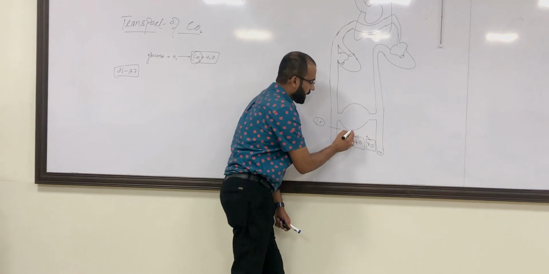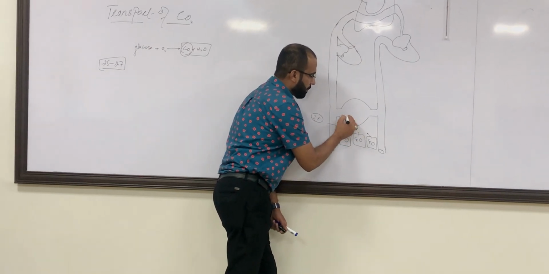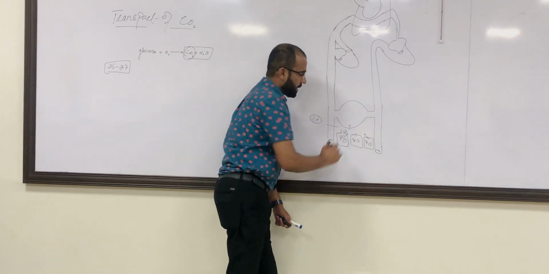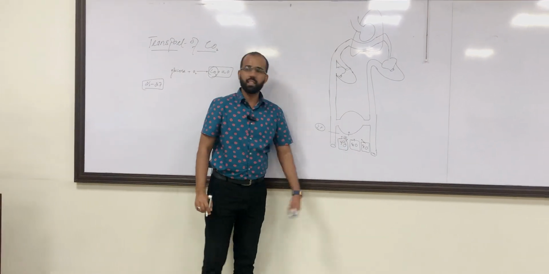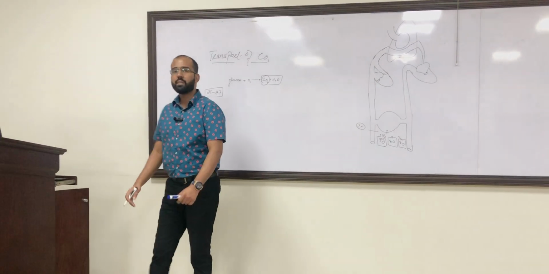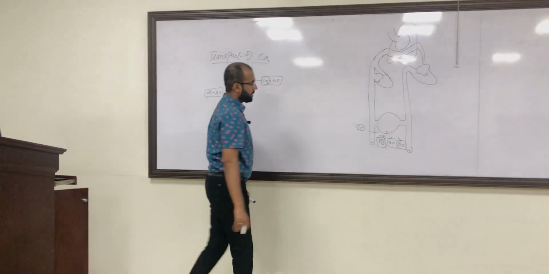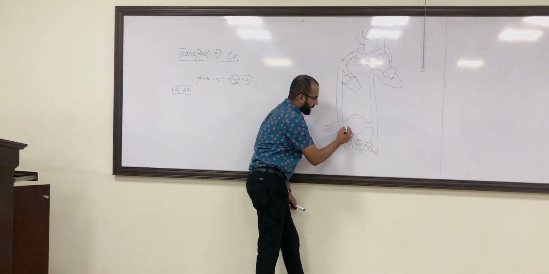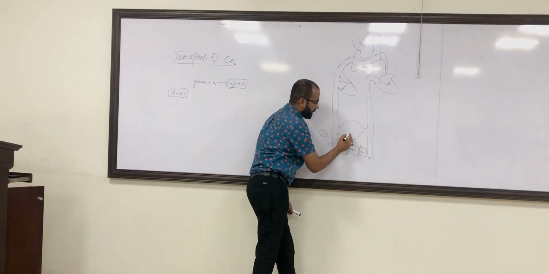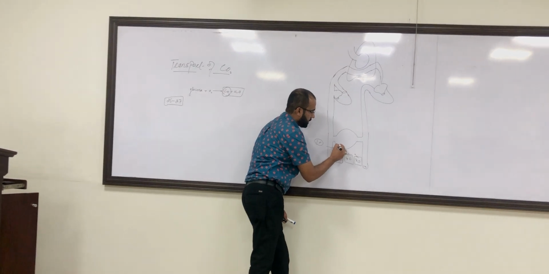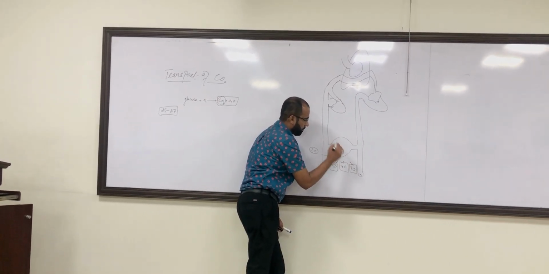Now the carbon dioxide comes towards the capillary fluid. This is the capillary, and these are the peripheral tissues, and these are the cells that constantly produce carbon dioxide. And carbon dioxide is then shifted towards the capillary fluid. This is the third stage where the carbon dioxide is present.